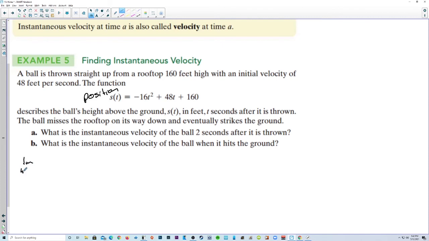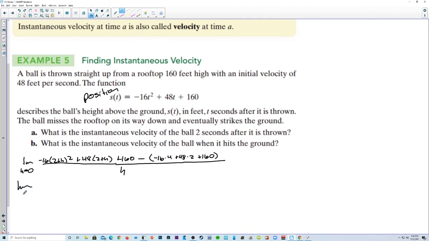So we need to do the limit as h approaches 0 of f of 2 plus h. So we need negative 16 times 2 plus h squared plus 48 times 2 plus h plus 160, and we're going to minus f of 2, which is negative 16 times 4 plus 48 times 2 plus 160. And that's all over h. So we have the limit as h approaches 0 of negative 16 times 4 plus 4h plus h squared plus 96 plus 48h plus 160 and minus, let's find this value right here.